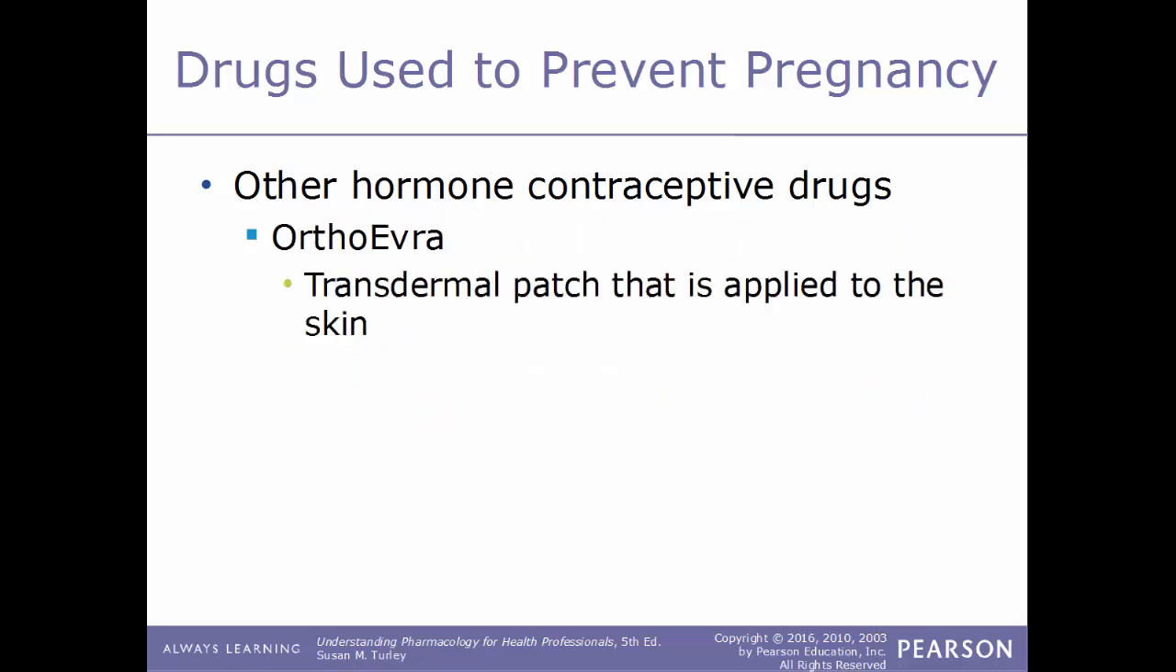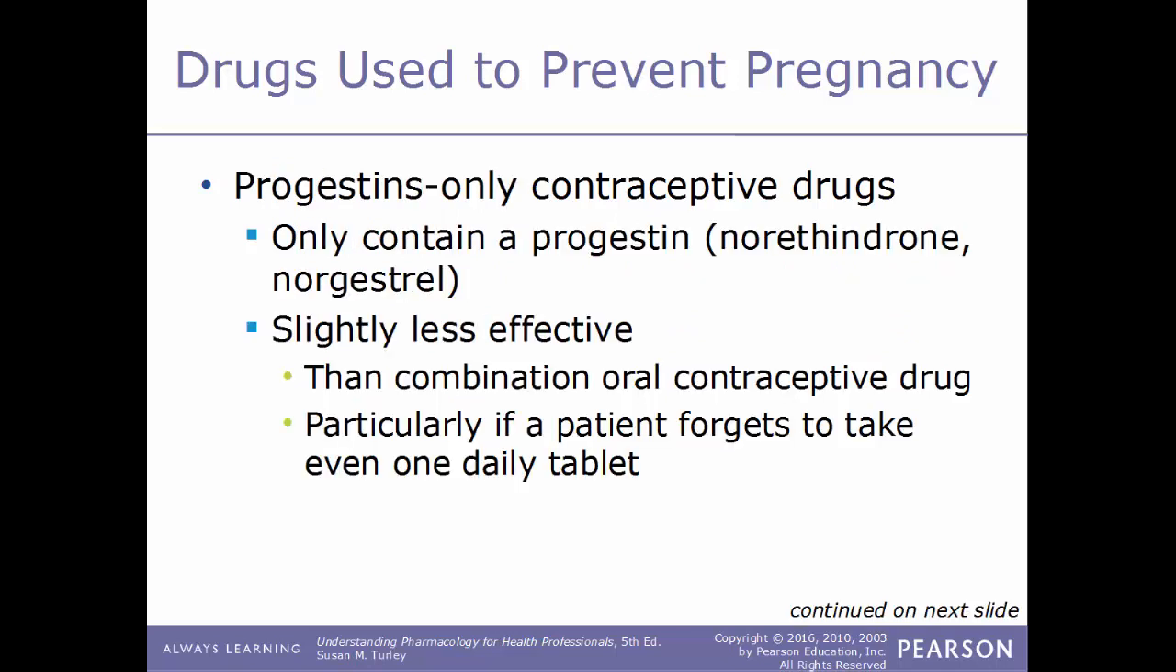Ortho-Evra, this is a transdermal patch that is applied to the skin. And some hormone contraceptive drugs only contain one hormone. The ones we talked about so far were a combination of a progestin and an estrogen. But the next kind we'll talk about are progestin-only contraceptive drugs. So these will only contain progestins such as norethindrone or norgestrel.